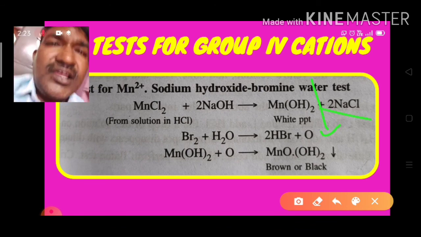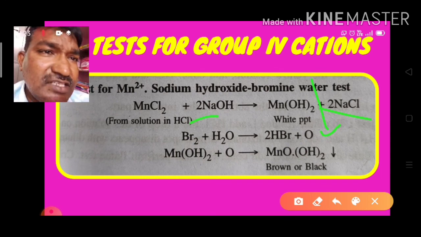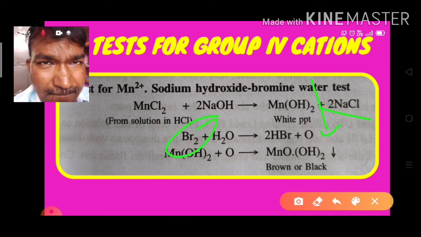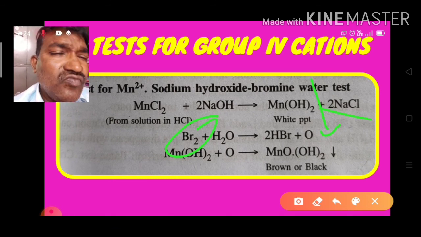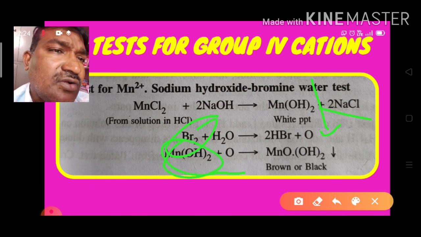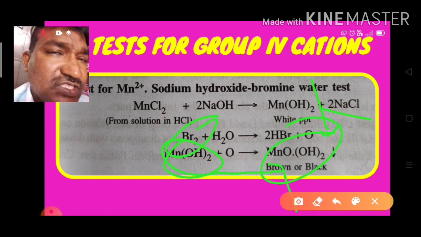This reaction can be accelerated by the addition of bromine. Bromine is a good oxidizing agent, so it fastens the reaction. Manganese hydroxide undergoes oxidation further and we get a brown color precipitate, that is known as the manganese oxyhydroxide.